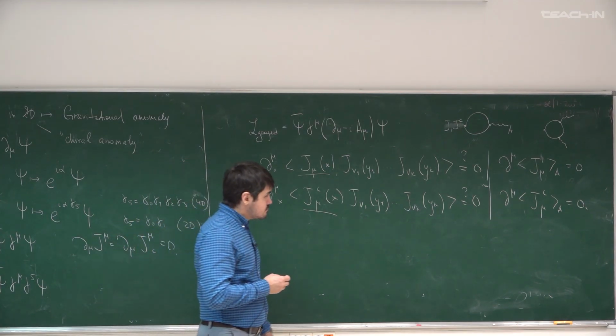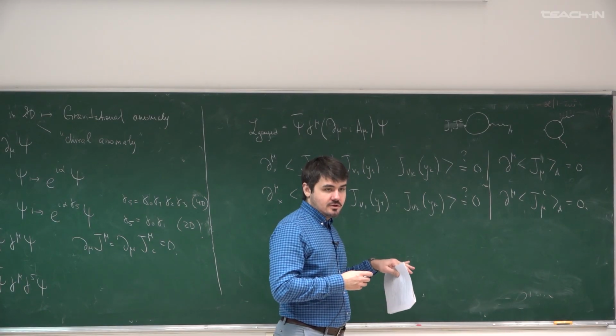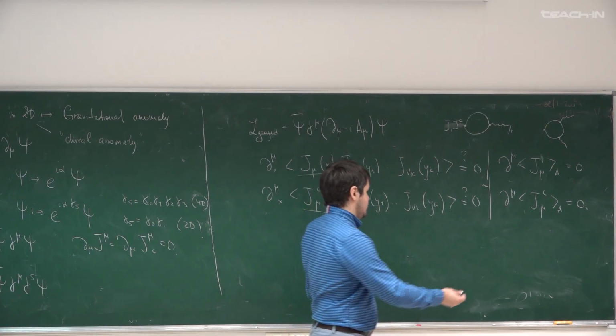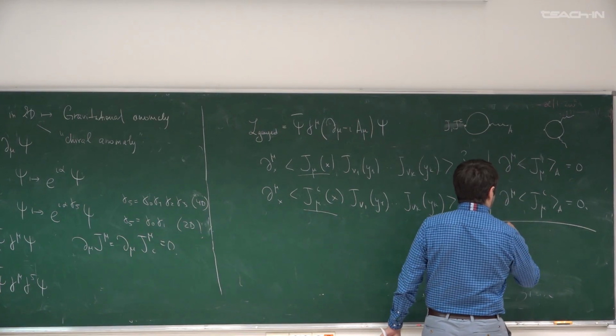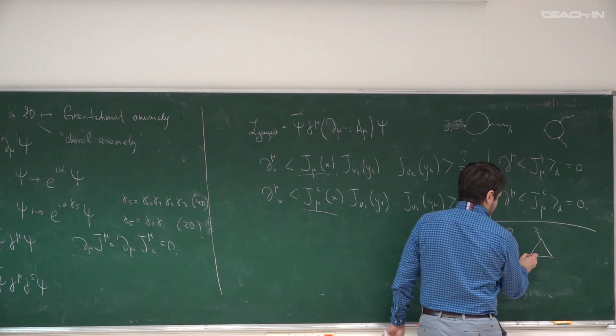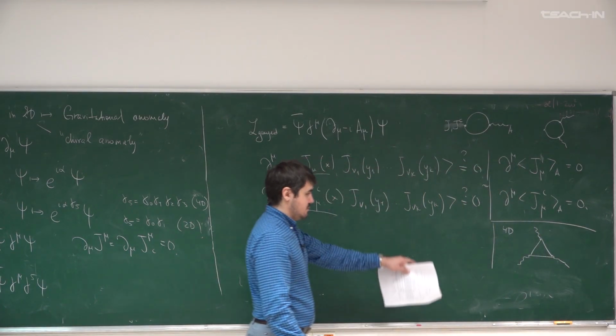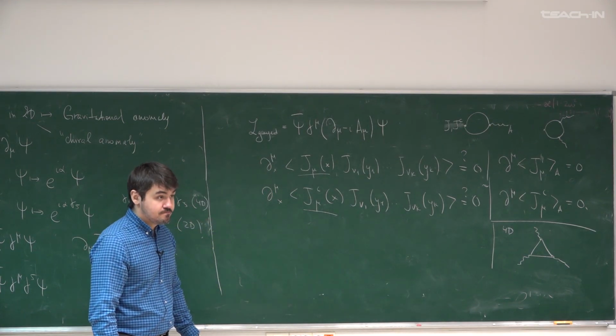By the way, the diagrams that contribute depend on the dimension. As a side remark, in 4D there is a famous triangle diagram. It contributes to the chiral anomaly because it's divergent in 4D.